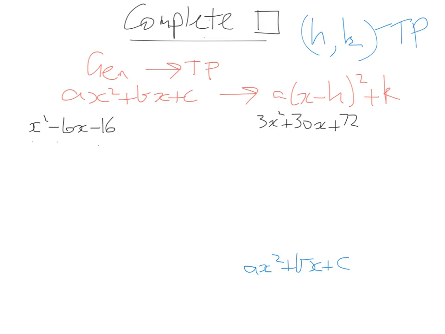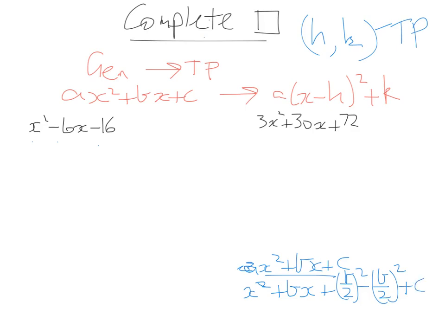Let's ignore the a. I'm going to cross that out. If we've got that, what we'll end up with is x squared plus bx plus b over 2 all squared, minus b over 2 all squared, plus c.